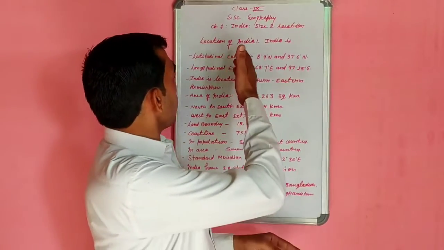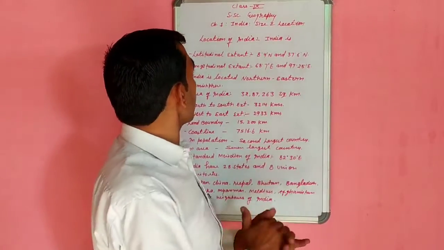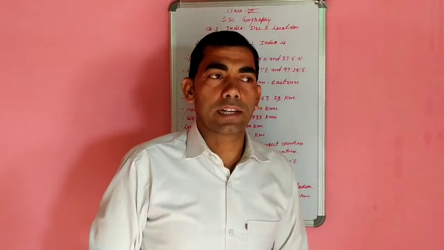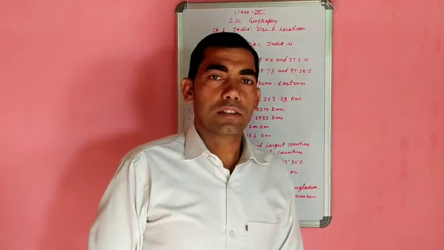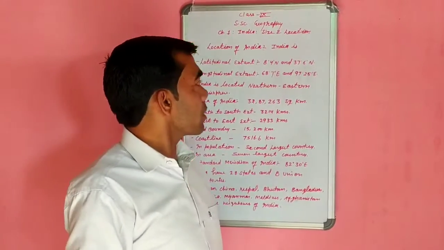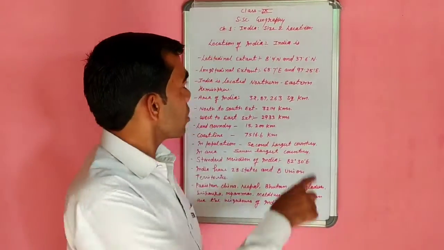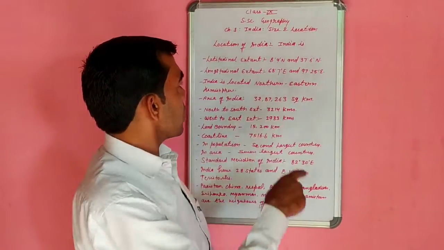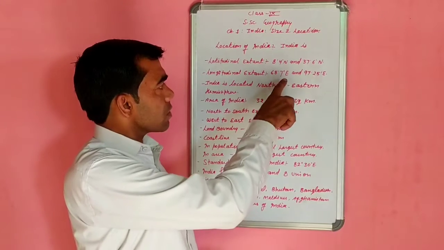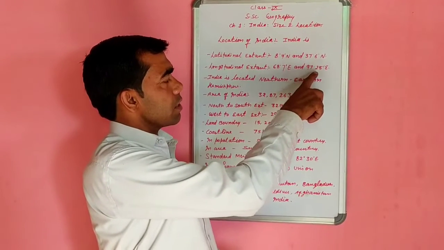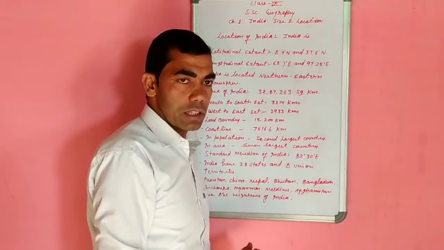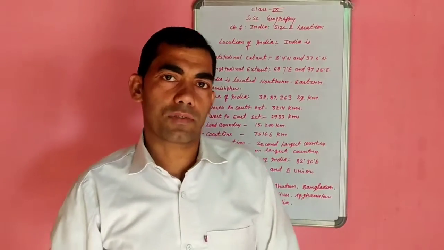For example, location of India. India is the 7th largest country. Number 1, latitudinal extension of India: 8 degrees 4 minutes north and 37 degrees 6 minutes north. Longitudinal extension: 68 degrees 7 minutes east and 97 degrees 25 minutes east. India is located in the northern eastern hemisphere.